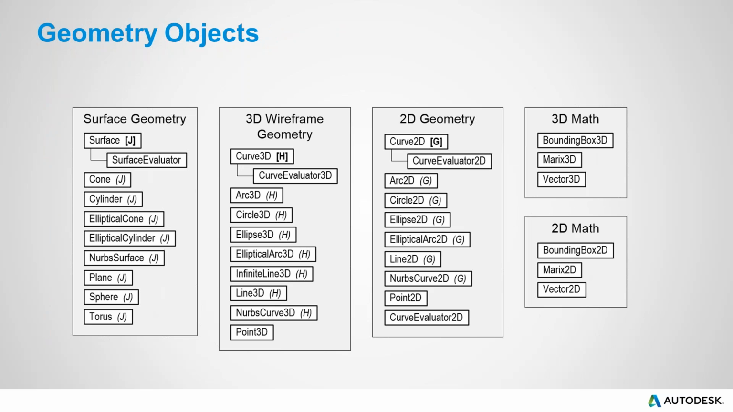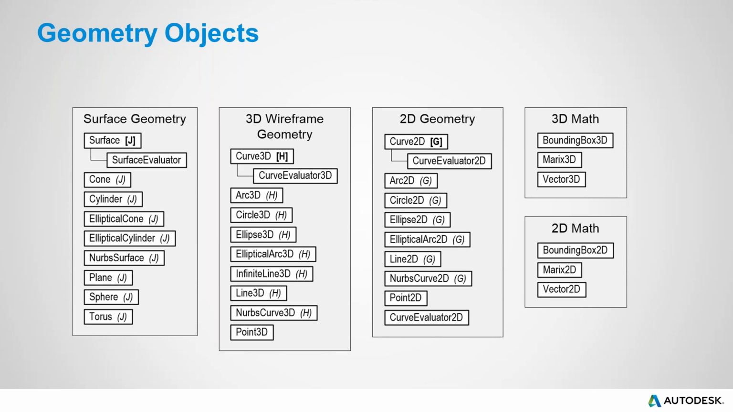So here are the geometry objects that Fusion supports. So we've got these different surfaces. There's the base class surface object, and then cone, cylinder, elliptical cone, elliptical cylinder, NURB surface, plane, sphere, and torus. So when I query a face, and on that face I call the geometry property, I'll get back one of those objects. So all faces in Fusion are represented by any one of those shapes.